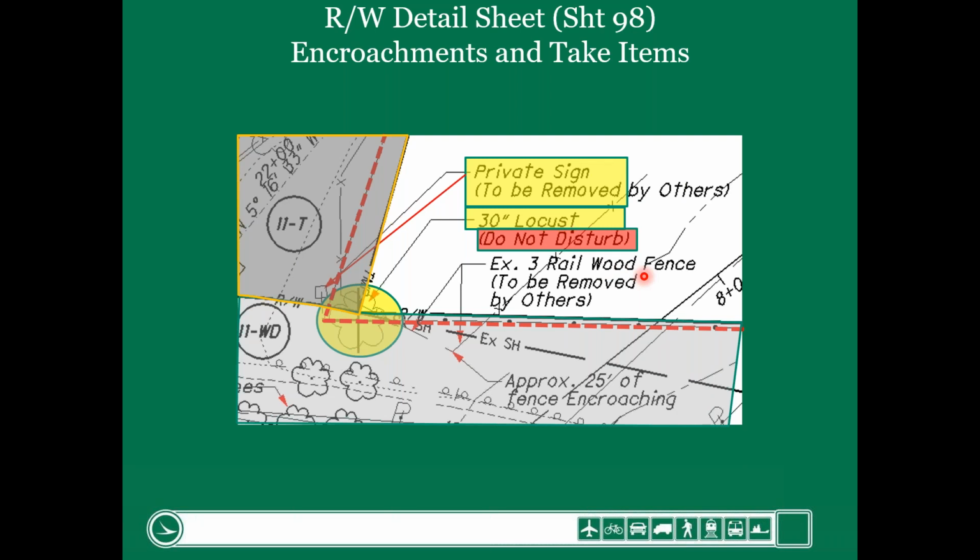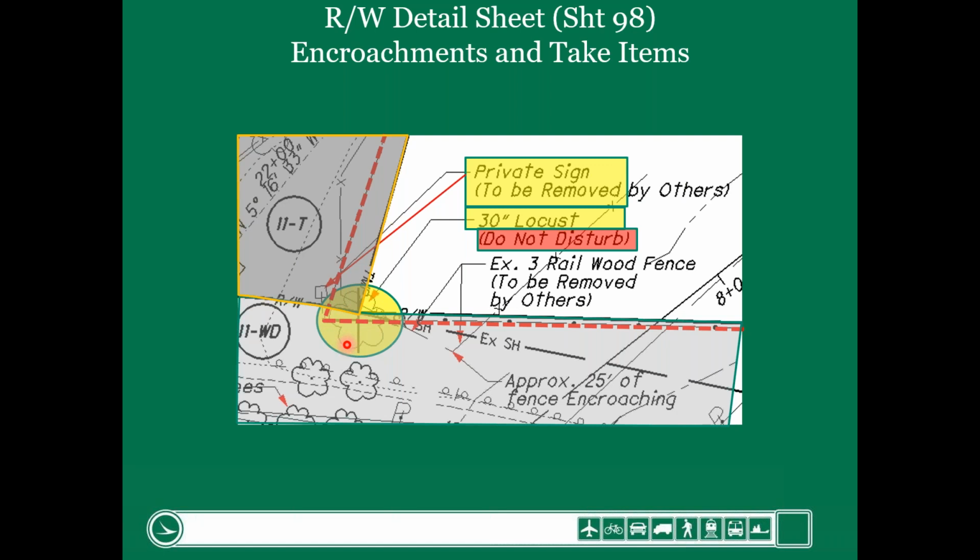We need to verify, is this sign truly an encroachment, or was the symbol placed in the wrong spot? Is it outside the right of way? This tree, the key here is do the construction plans have it as an X through it? If the construction plans have it with an X, then get rid of this. You're removing the tree, and that's what you need to tell the property owner.